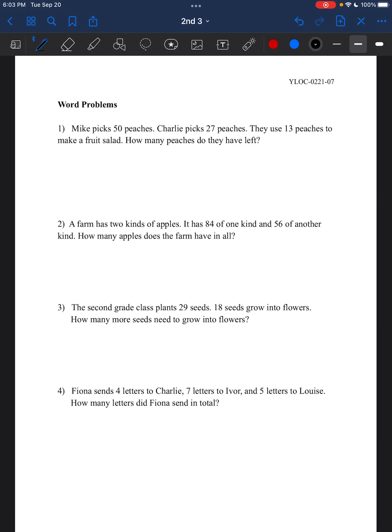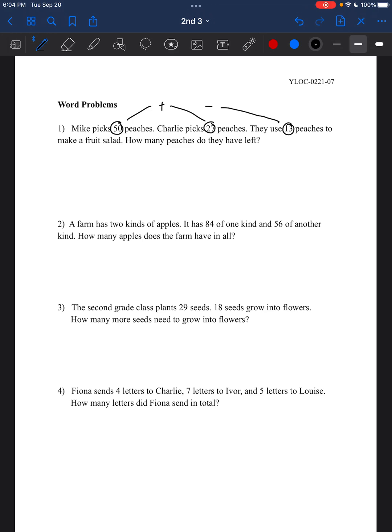Then last but not least, we'll do word problems. So Mike picks 50 peaches, Charles picks 27 peaches. They use 13 peaches to make a fruit salad. How many peaches do they have left? So first, we have to add these two, right? Because that's the total amount of peaches they have together. Then we're going to have to subtract 13 from that number because they used up 13, which means they don't have that 13 anymore.